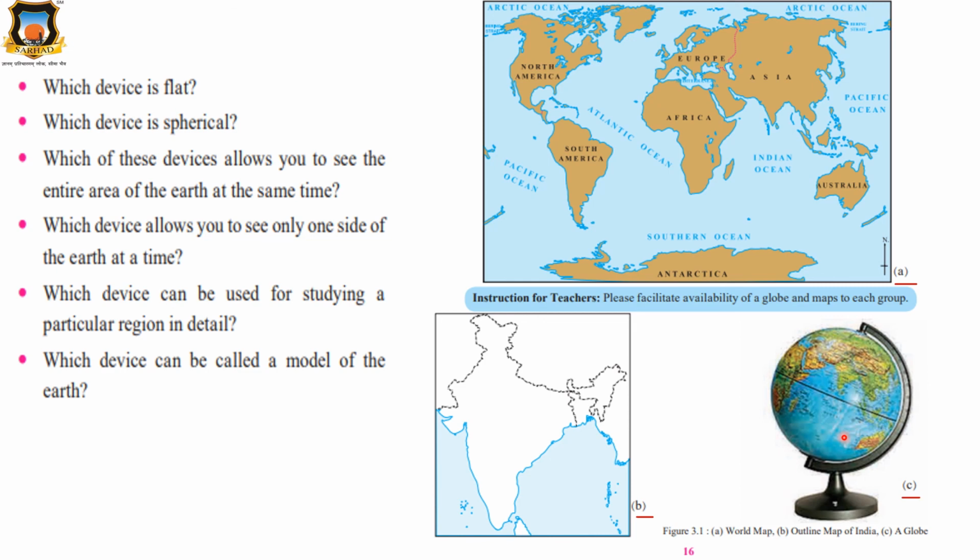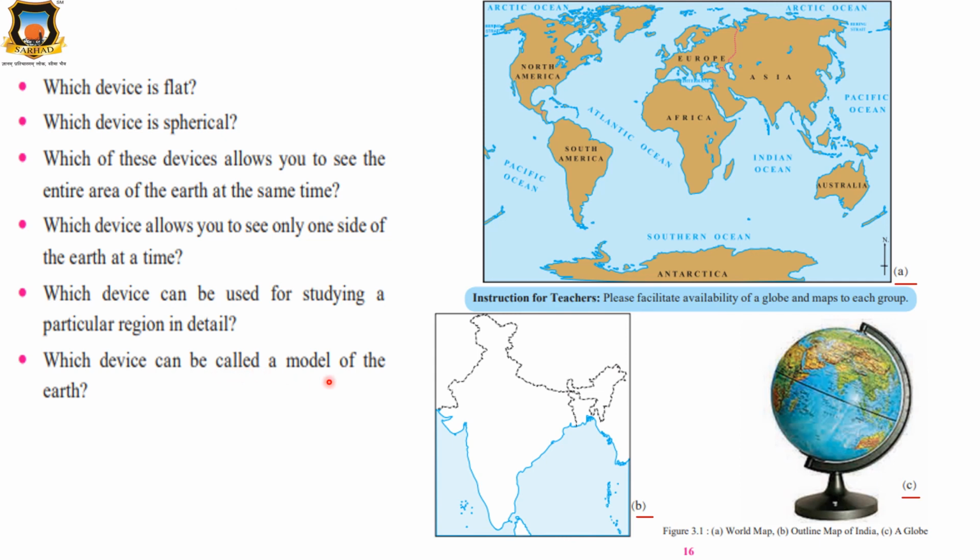If you have to study a particular region in detail, for example, if you have to study only the country India in detail, then what will you use? A map. A map can be used for studying a particular region in detail.